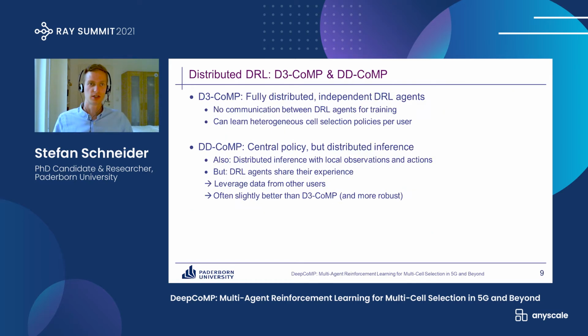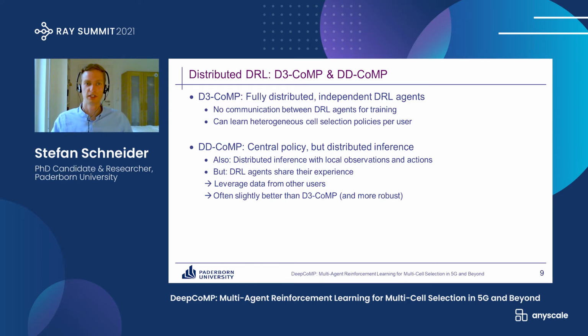So based on this adjusted POMDP, we designed and developed our two distributed approaches. First, DeepCoMP, which is fully distributed, where we have these independent DRL agents, each with its own separate policy and neural network. And during training, we don't need any extra communication for these DRL agents because they are all trained independently.